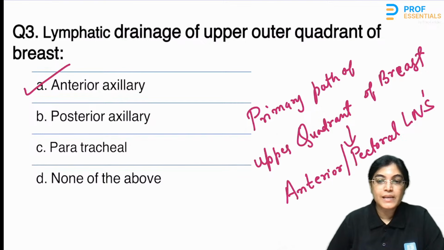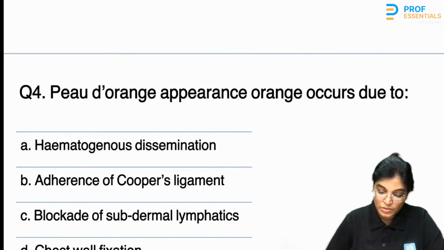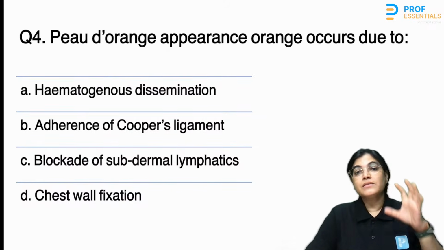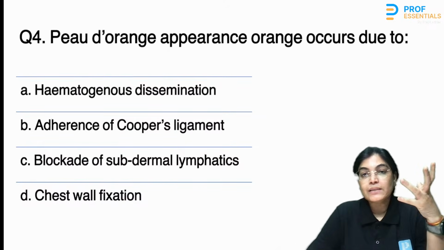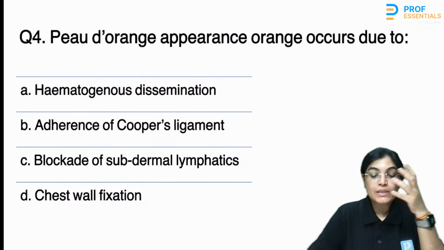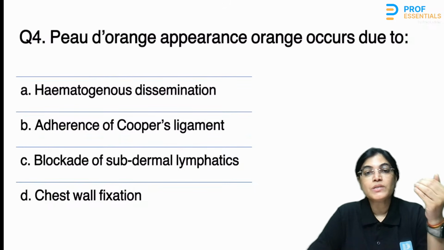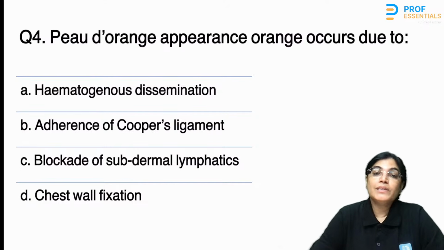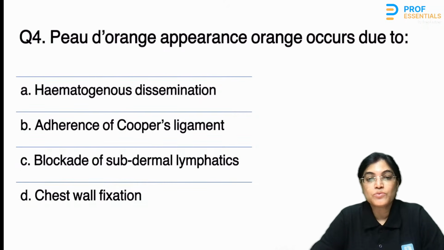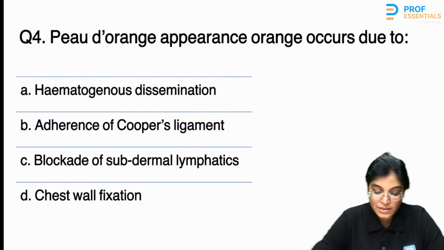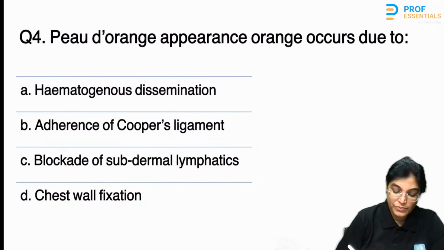Now moving to the next MCQ, MCQ number 4. The peau d'orange appearance which is seen in the skin of the breast occurs due to what reason? Whether it happens due to hematogenous dissemination, due to adherence of Cooper's ligament, due to blockage of subdermal lymphatics, or due to chest wall fixation. So the correct answer here will be blockage of subdermal lymphatics.